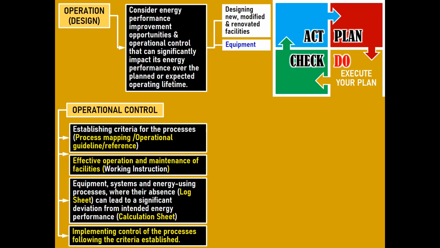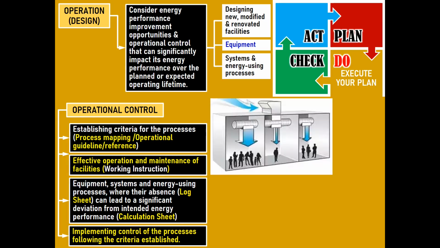Also involve the equipment, system, and energy using processes. Okay, so the figure shows the consideration in terms of design. For example, the figure shows the HVAC system, where we need to control the cool air entering a specific room. We need to adjust and control it based on the number of people inside the room.